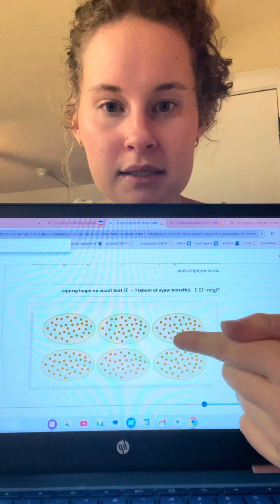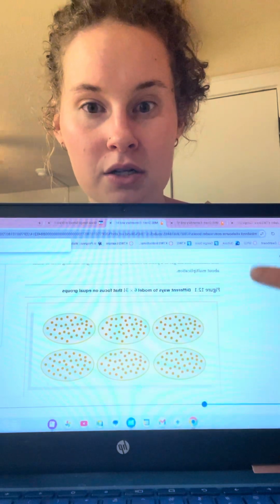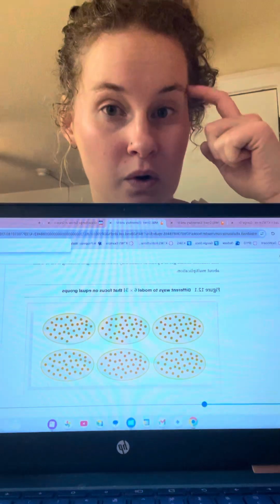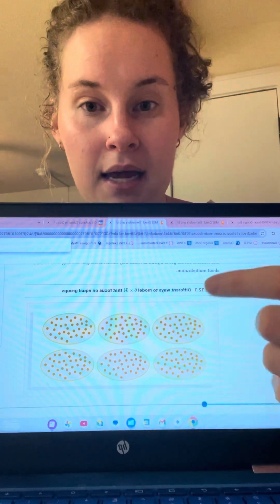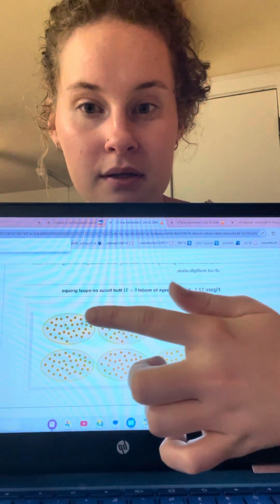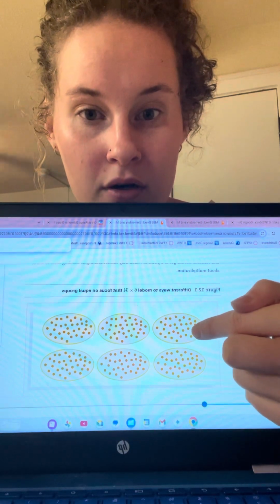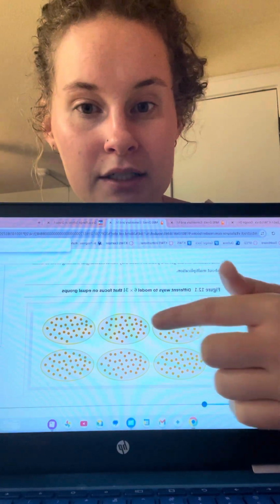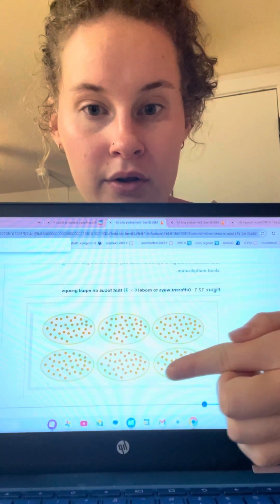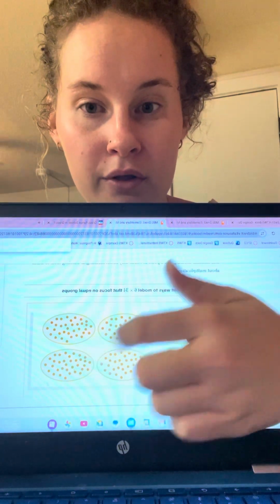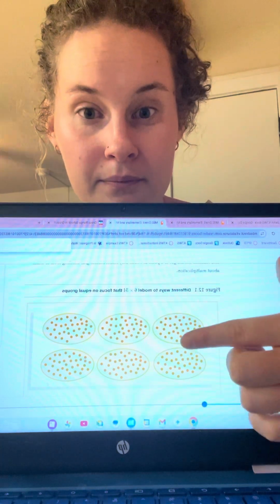Okay, so we can see 1, 2, 3, 4, 5, 6 of the yellow circles, right? The big circles, almost ovals. So our problem is 6 times 34, so there's our 6. And within each of these circles, the 6 circles or ovals, we see 34 dots in each of these ovals or circles. So this one has 34, 34, 34, 34, 34, 34. So this represents 6 times 34.